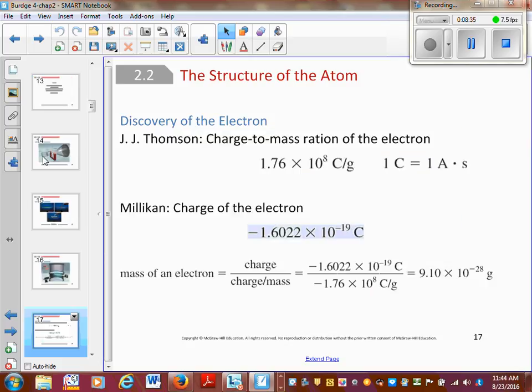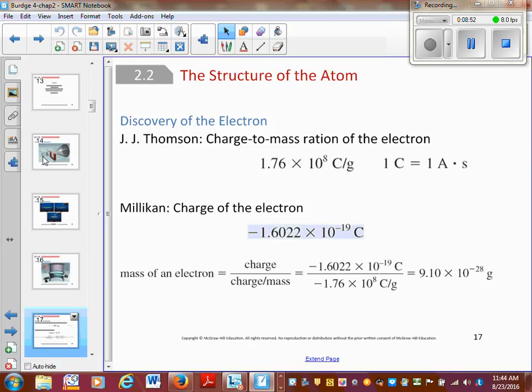Now, J.J. Thomson calculated the charge to mass ratio of the electron at 1.76 times 10 to the 8 coulombs per gram. And a coulomb is 1 ampere second. That's what the A stands for.